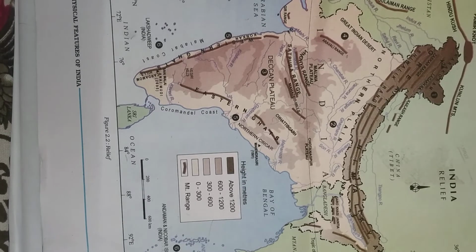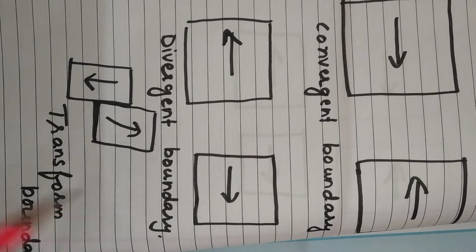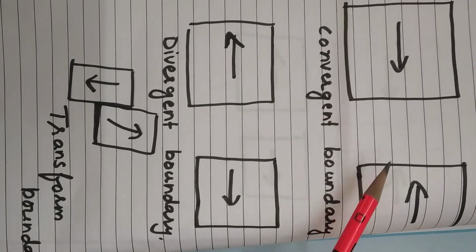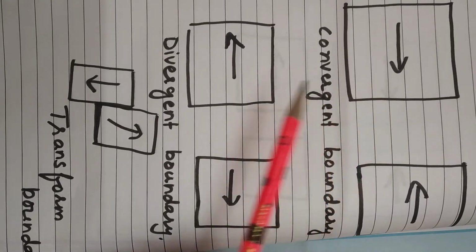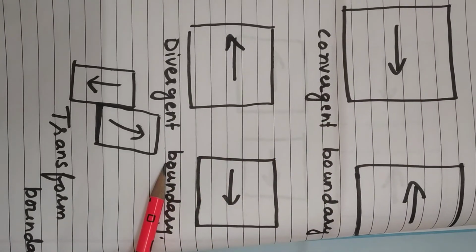Now I'll let you know about this movement. There are 3 types of movements of these plates. Number 1, when these plates come towards each other, it is known as the convergent boundary. When these plates move away from each other, it is known as the divergent boundary.